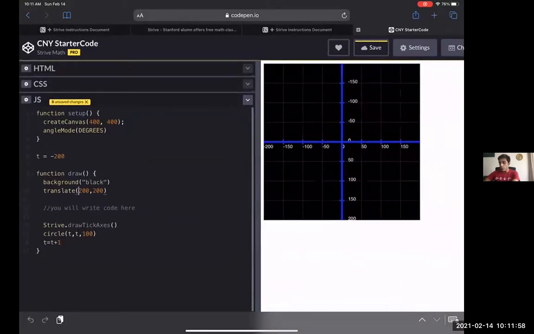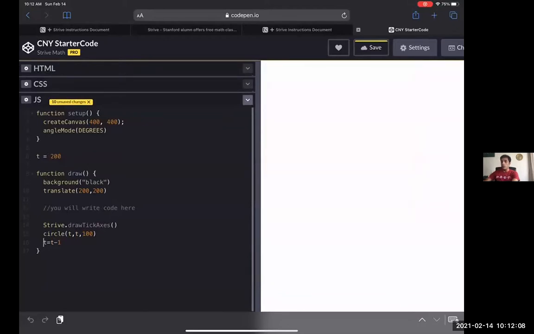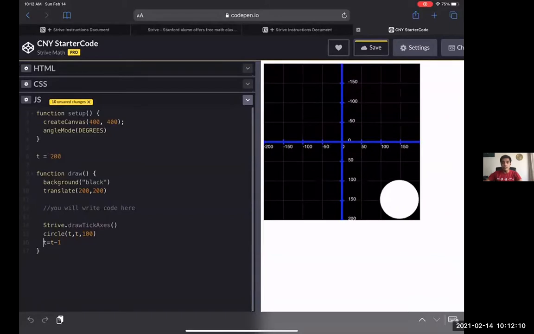So I started at -200. I can also do the opposite. I can start at +200, but then I can decrease t. Let me decrease t. You may have noticed I've used t. Why have I used t? It's because t is time. This concept of time. As time goes by, my t is decreasing in this case. Therefore, each time my circle is being drawn at a different place.